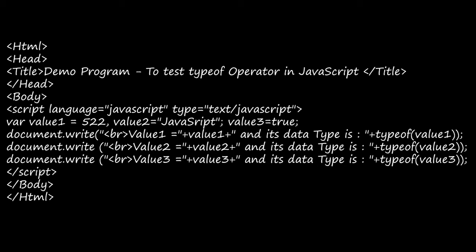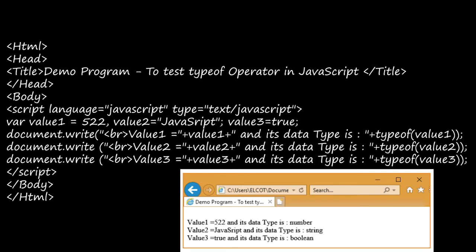That means in that place of value 1, what is the value of the variable value 1? It is 522, right? So the value 522 will be displayed in this place, and then plus whatever is inside this double quotes, and its data type is, that one will be displayed in the output, and then plus type of value 1. Type of means if it is a number you will be getting it as number. If it is a boolean you will be getting it as boolean. If it is a word, you will get it as a string, right?